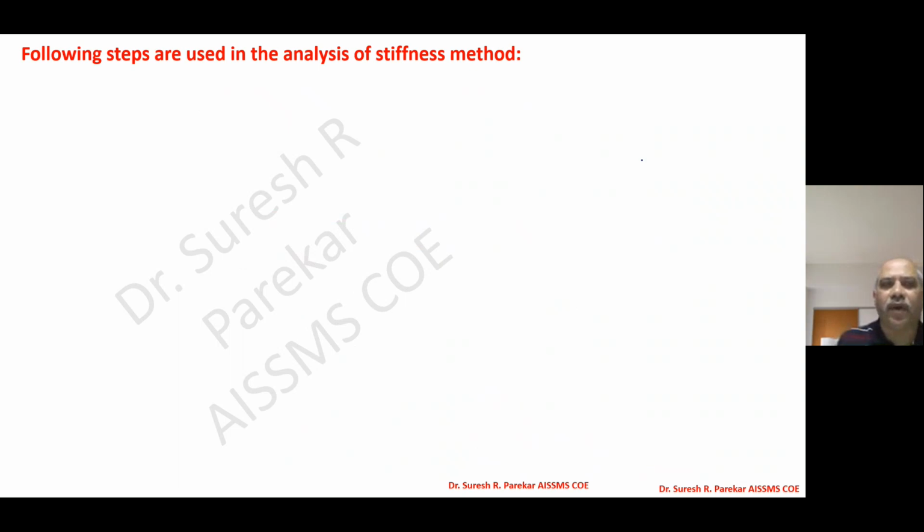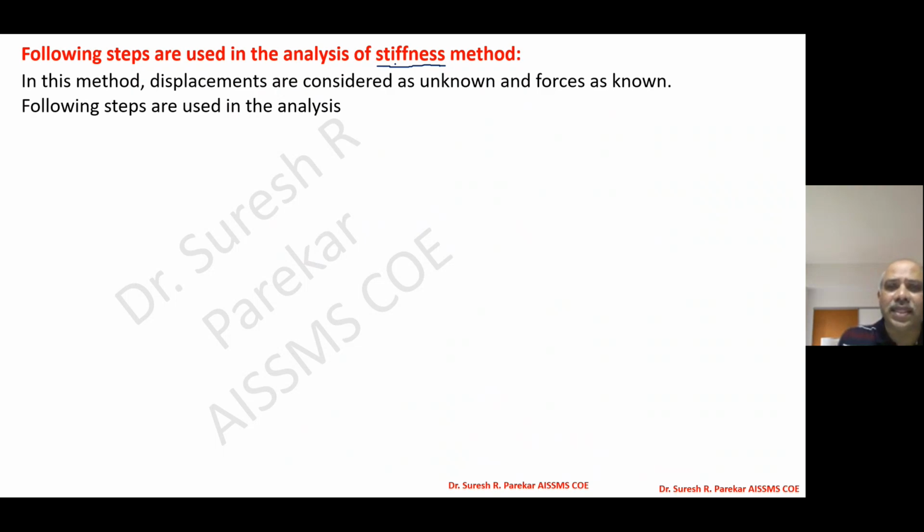Now we are here for the stiffness method. As we have seen slope deflection, Castigliano's, moment distribution, then Clapeyron's, that is the theorem of three moments, and now next we have the stiffness method. What are the steps? In this method, displacements are considered as unknown and forces as known.